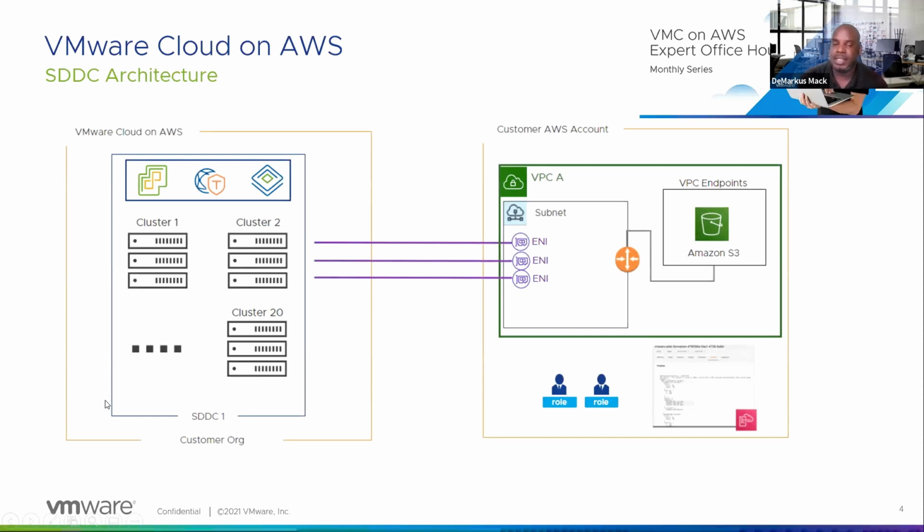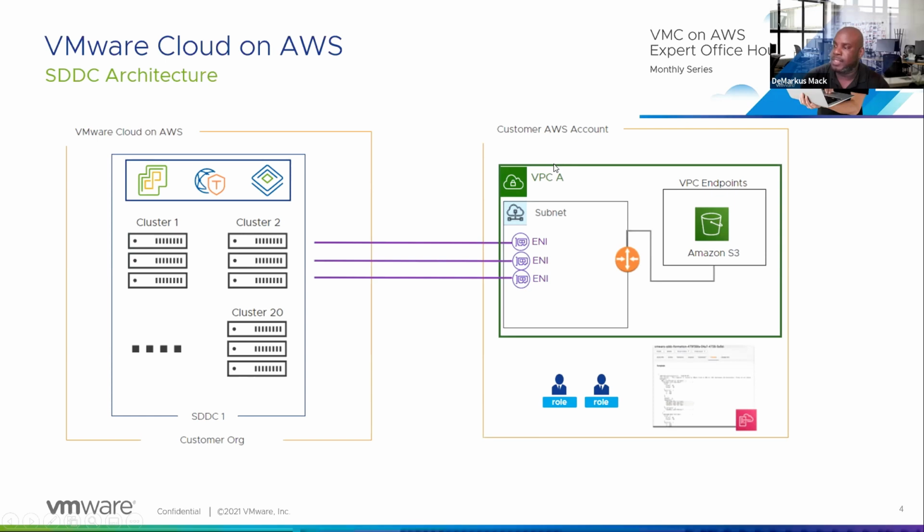So this is the SDDC architecture, right? If you focus on the graphic on the right side of the screen called customer AWS account, this is the account that you as the customer own. In this account, you will be able to create your own EC2 instances, your own S3 buckets, and other services in AWS. But what we're going to focus on today is this little green box here.